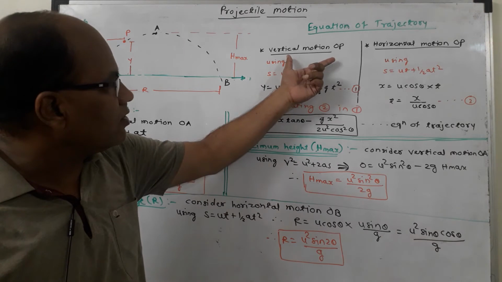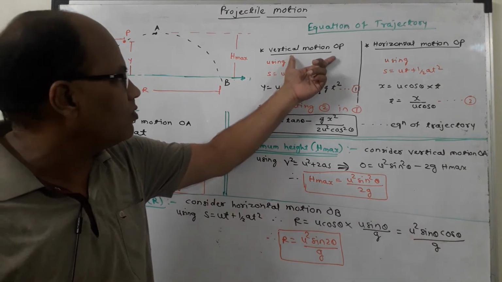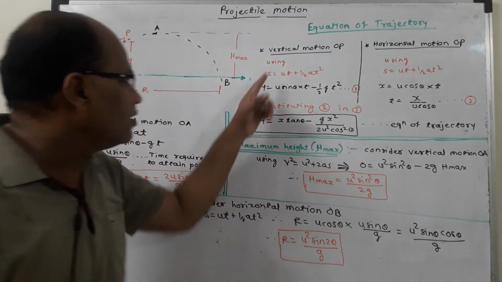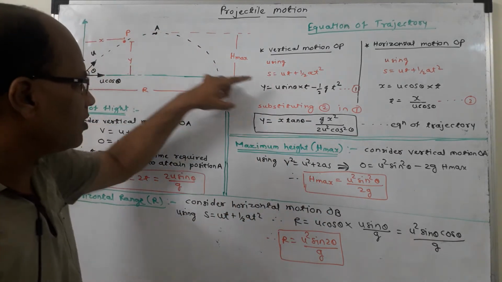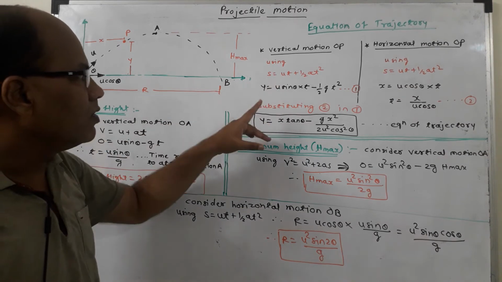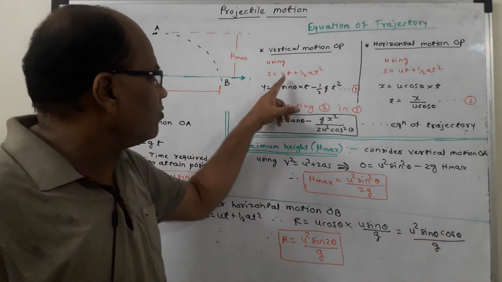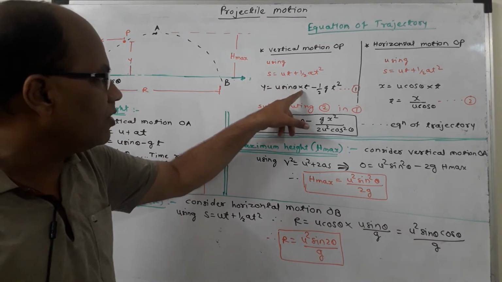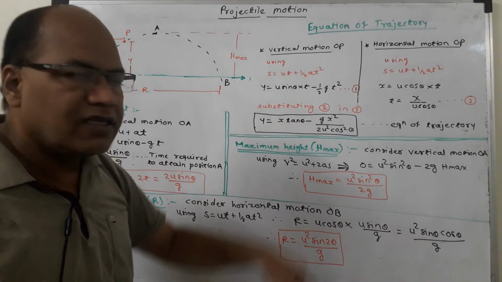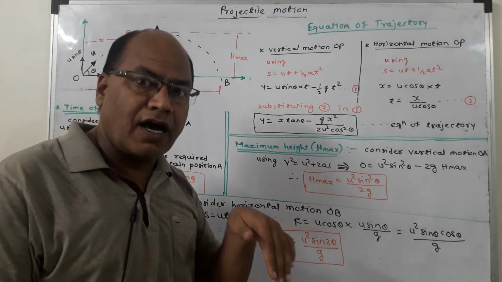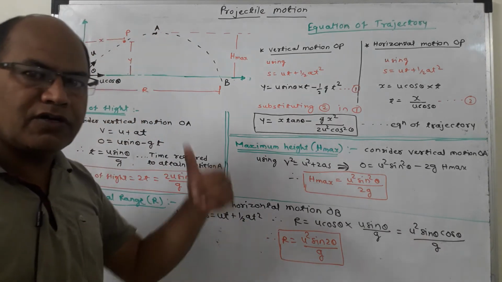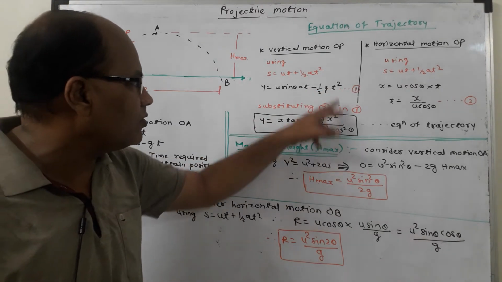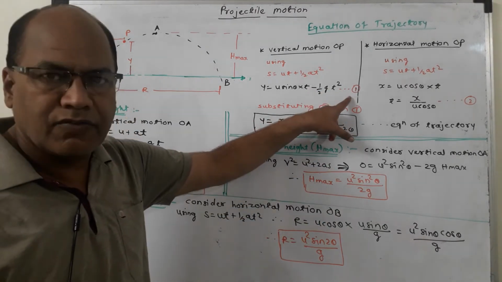So let us consider the vertical motion separately. Vertical motion OP using S is equal to ut plus half at square. S, that is the vertical displacement, is nothing but y. U, now again as we are dealing with vertical motion, u means the vertical initial velocity which is u sin theta, into t, plus 1 half a. A is nothing but the gravitational acceleration, but as it is directed downwards and the component of velocity is upwards, it should be treated as negative. So it will be minus 1 half into g into t square. Let it be equation 1.